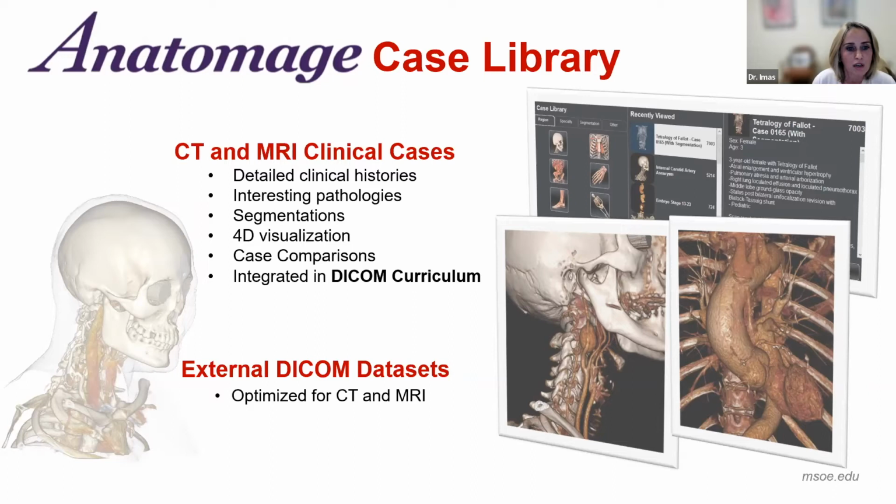In addition to that, there are segmentations. From many of these cases, very specific anatomical structures or systems have been segmented, and you can look at those outside of the overall system. There is also 4D visualization. Those are time-dependent imaging data sets, potentially showing blood flow or motion of the heart, whatever it may be.